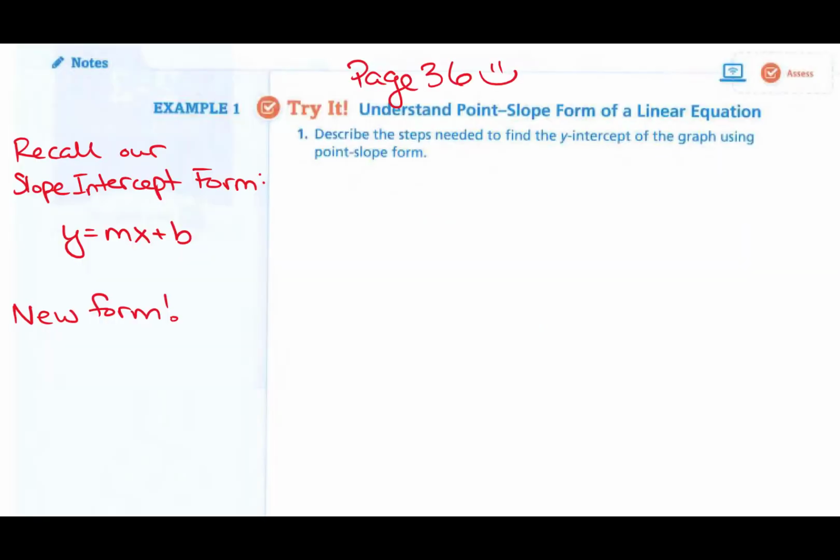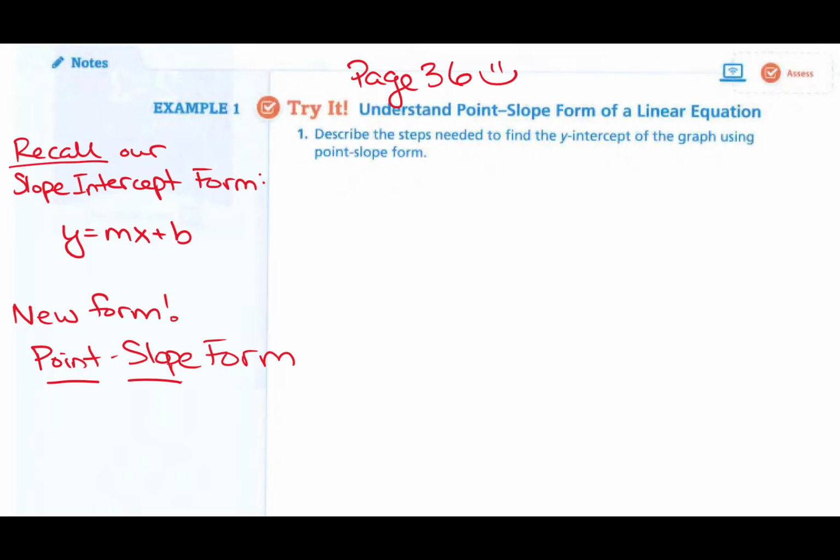We're on page 36 of your student companion book, and just a quick recall. Recall that our slope-intercept form, y equals mx plus b, was what we used in the last section. Now we have a new form. This new form is called your point slope form. Not a very creative name. This is going to be a form that has the point and a slope.